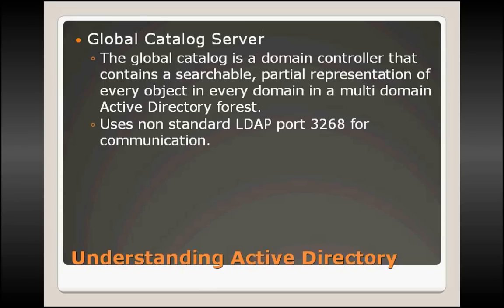Okay. So global catalog is a domain controller which is going to contain a searchable partial representation of every object in every domain in a multi-domain Active Directory forest. And it is going to use a non-standard LDAP port that is 3268. It's not a standard port. The standard port for LDAP is what is used by a DC, right? 389. So when it communicates over 3268, that's a global catalog.